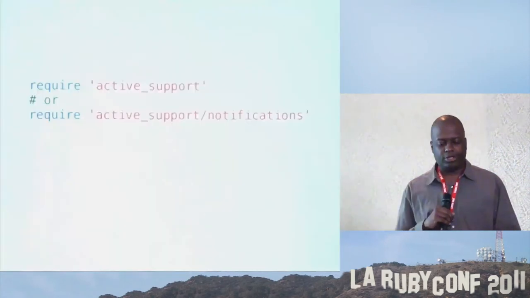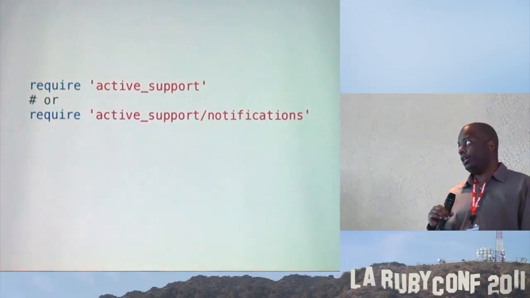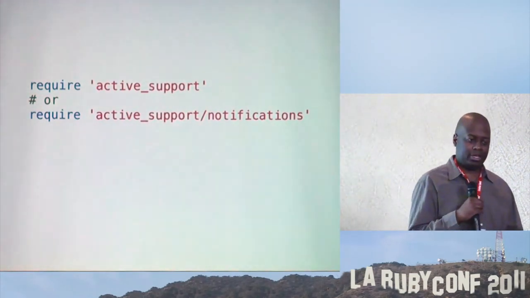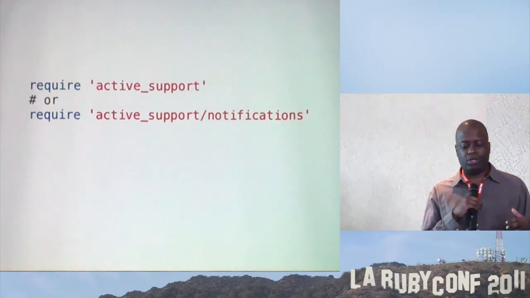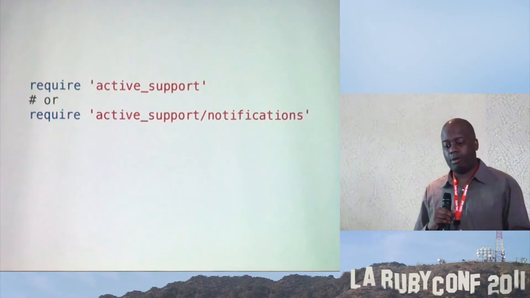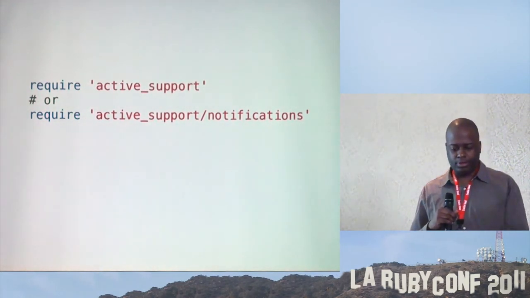But now, with Rails 3, we don't have this problem anymore. What you can do is you can require ActiveSupport and it'll require the whole entire thing, or you can go in and cherry pick the pieces that you want. So if you only want the notifications framework, you can get this. If you only want the callback framework, you can only get the callback framework. Pretty simple, right?